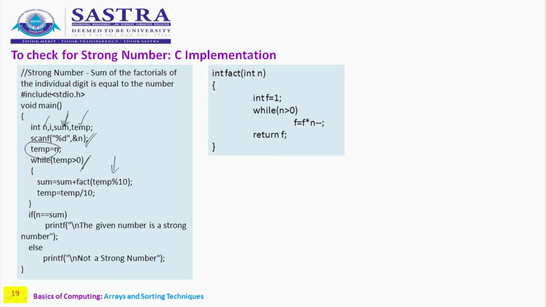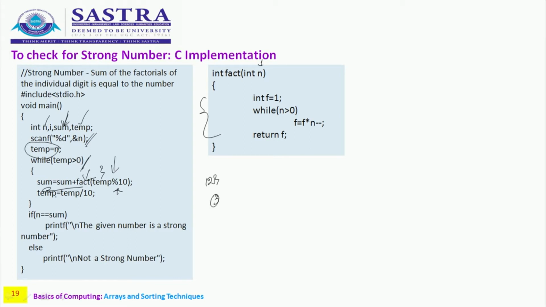What happens when we give temp mod 10? The last digit is extracted. For that value we call the function fact. Fact is a separate function which receives the last digit. Just for example, if I have 1, 2, 3 as my input, temp mod 10 gives me 3. So fact of 3. In this module we find fact of 3 and return it, and that value is added to the sum.